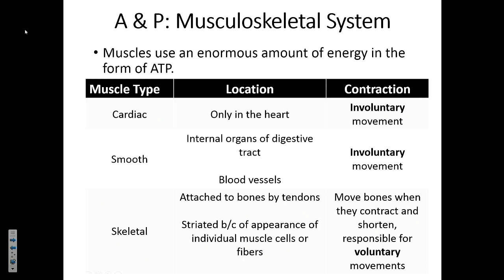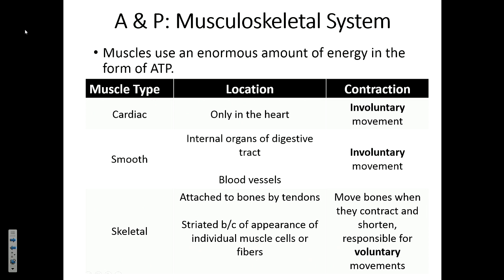For the muscular system, you want to make sure that you're familiar with what's in this slide. So we're showing you 3 different types of muscular tissue, muscular types. So we have cardiac muscle, which is located only in the heart. It's involuntary in contraction. So these are all major things that you want to make sure that you know: the type of muscle, the location, and then what type of contraction it is.